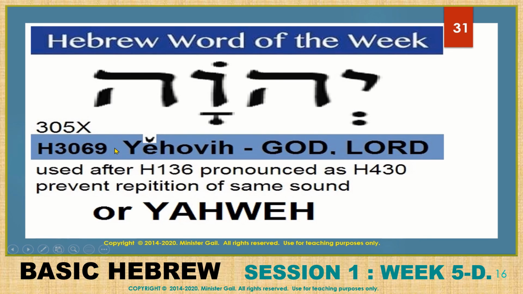Another word is Yehovah, H3069. That is in there 305 times. If you look up, you can see what scriptures use that. So what it is, they don't want the repetition of the word God and Lord. You'll see Yehovah in there twice in a sentence, but the second Yehovah will be pronounced differently because they prevent the repetition of the same sound or Yahweh in one scripture.